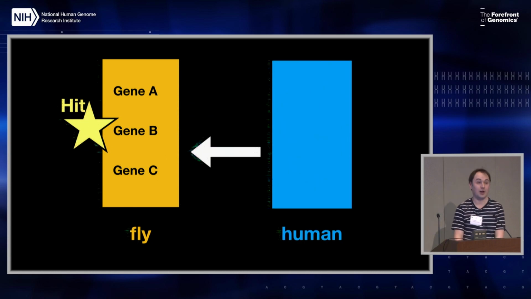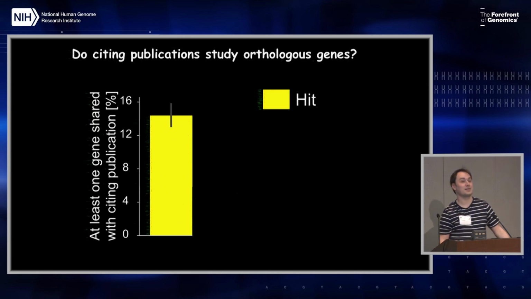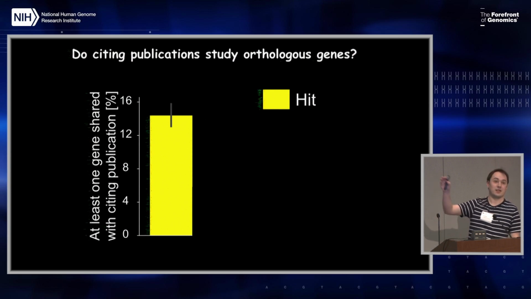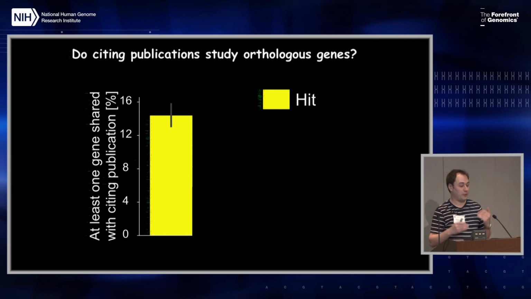So we were wondering, if we have a small-scale human study which cites this fly study, and we are only looking at genes that are evolutionarily conserved, to which extent do they actually study genes that have been studied in the initial fly paper? And here's the summary. Essentially, for only roughly 13% of the publication pairs between a fly paper and a human citing paper, there's at least one or possibly more genes which are shared, meaning that most of the time the citing publications do not study the same genes.